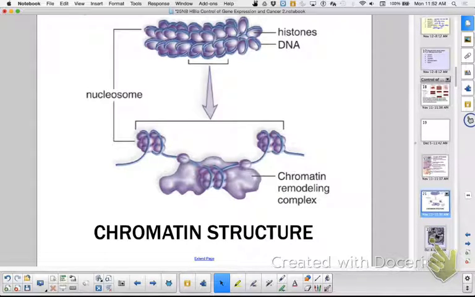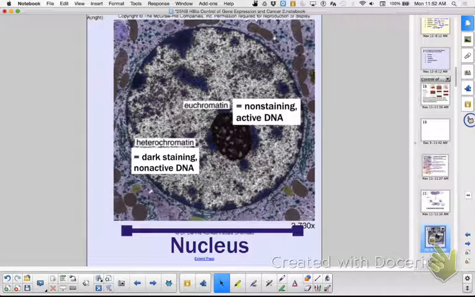When you look at a nucleus, and here's the nuclear envelope right here, you have dark staining and light staining DNA. The dark staining DNA, the heterochromatin, is tightly put away. It is inactive DNA. The one that doesn't stain, the lighter colors, that is active DNA.